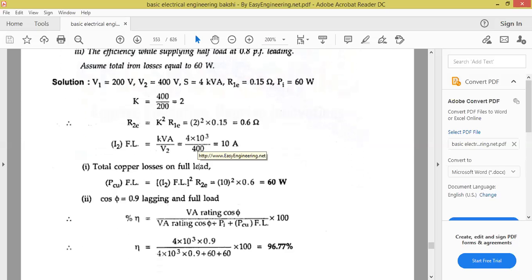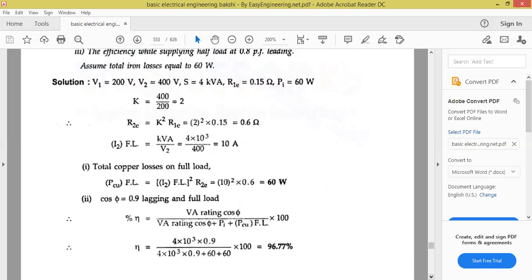Total copper losses on full load. Now R1, R2 is not given. So total copper losses on full load, you can write only I2 square into R02. No need to add R01 plus R02. Since the resistance is referred to primary or secondary, copper losses equal to, we have taken I2 current. You can also calculate I1. Here by default I2 we have taken. So what will be the formula? Entire copper losses, I2 square into R02. R02 we have calculated here, we get 60 watts. In this problem, the copper loss is 60 watts and iron loss is 60 watts. Okay, so problem to problem, the values will change.